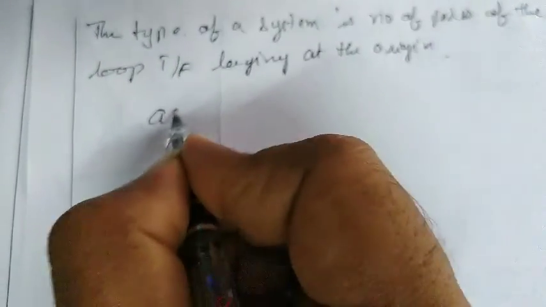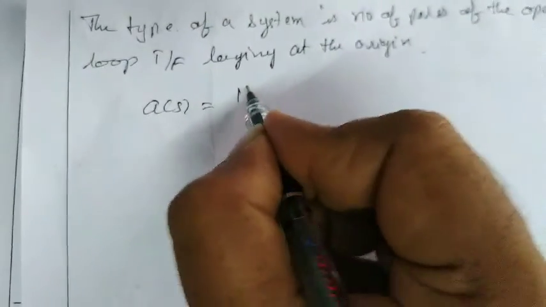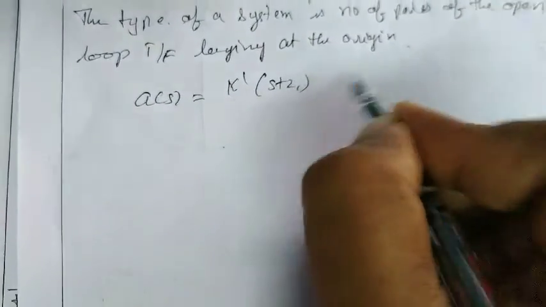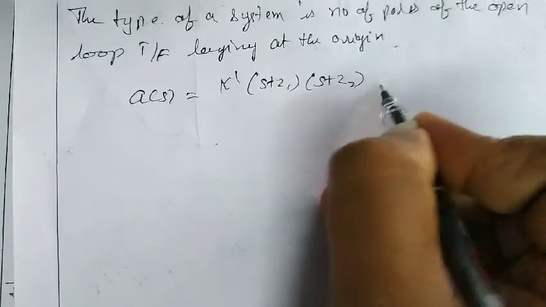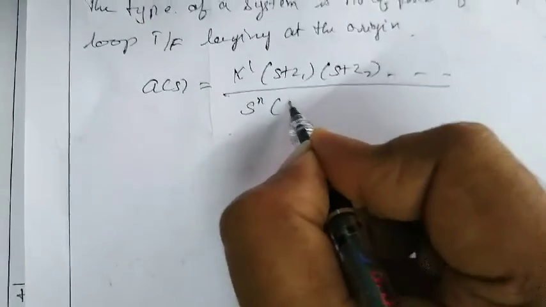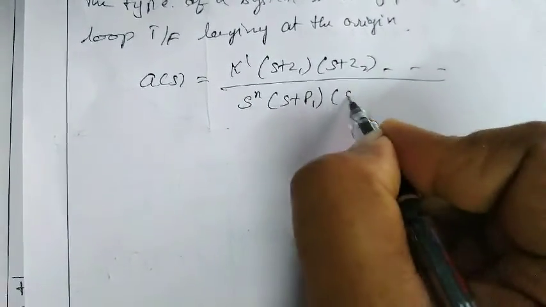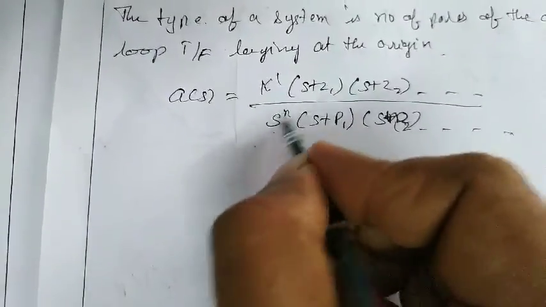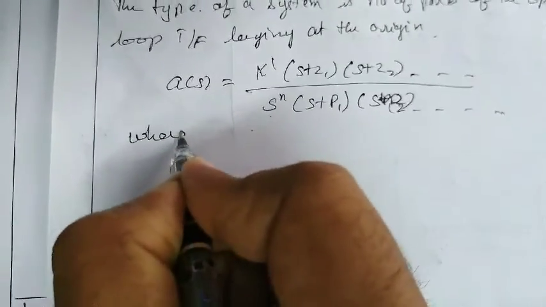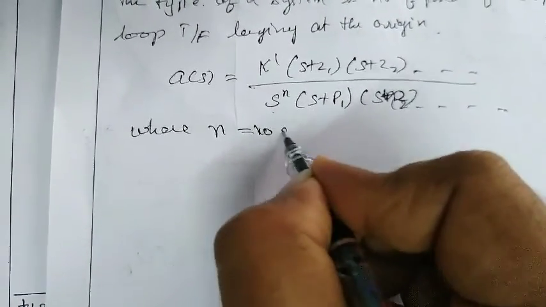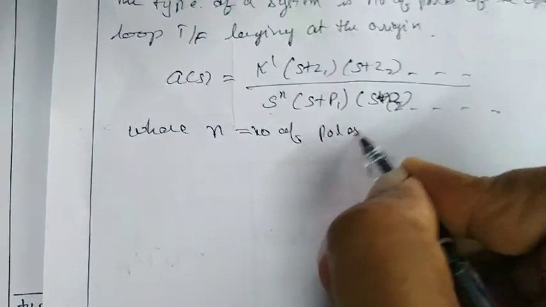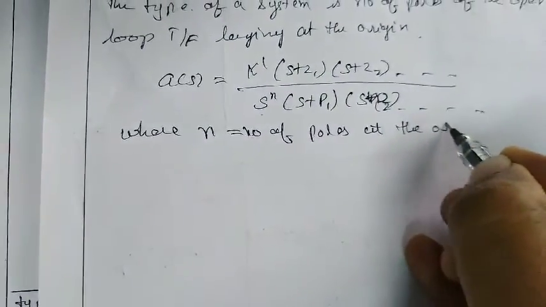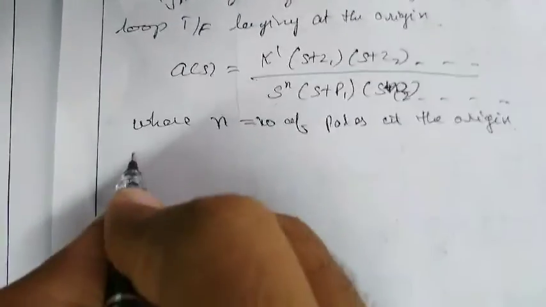So if my G(s) is equal to K times (s + z1)(s + z2) and so on, divided by s^n times (s + p1)(s + p2) and so on, in this s^n, n indicates the number of poles at the origin.